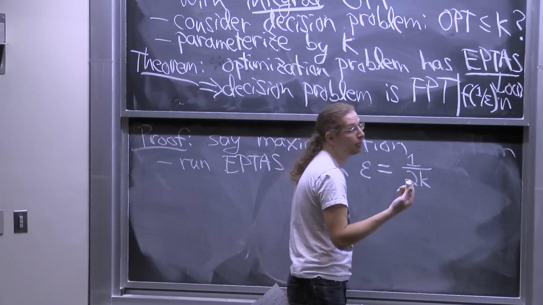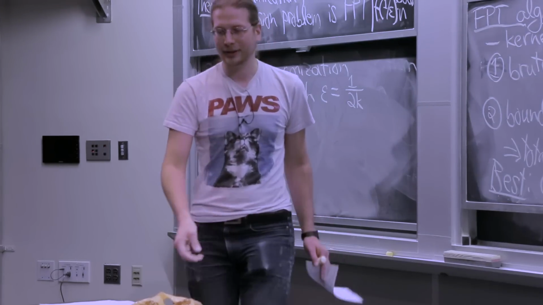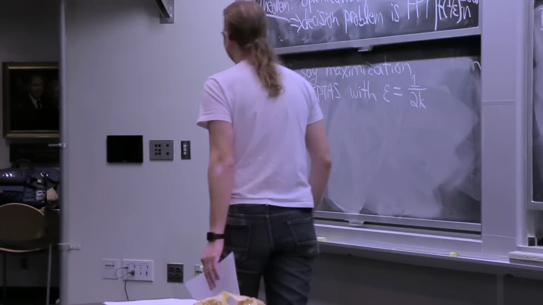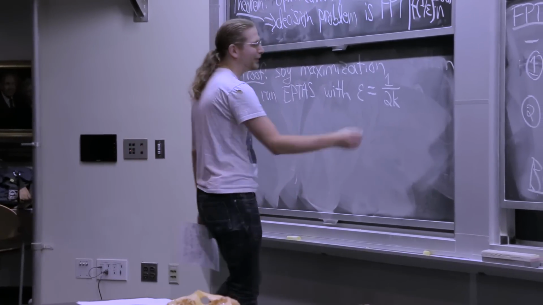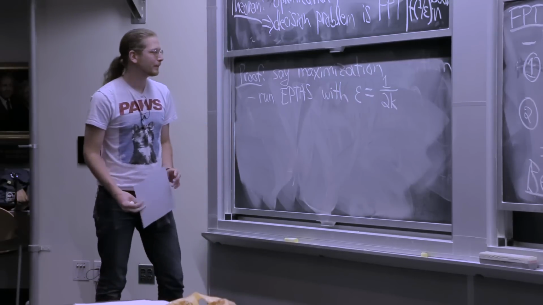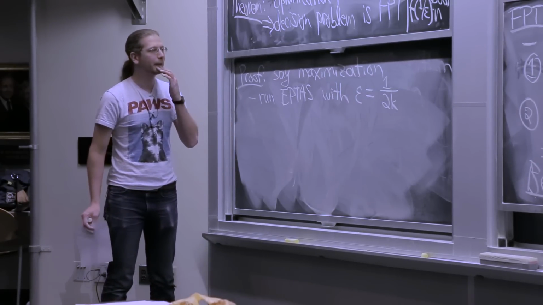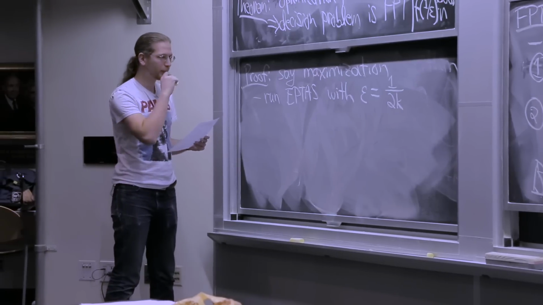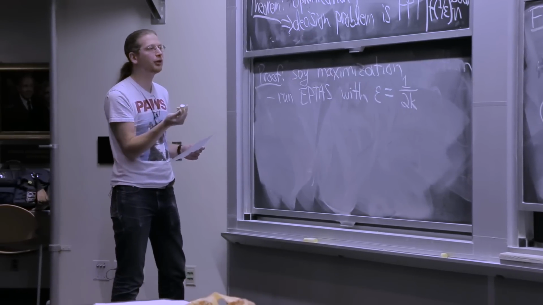But 1 over k plus 1 would also work. Or anything a little bit tiny. 1 over k, 1 over k plus 0.00001, something. Anything a little bit less than 1 over k will turn out to work. So why? So first of all, how much time does this take?